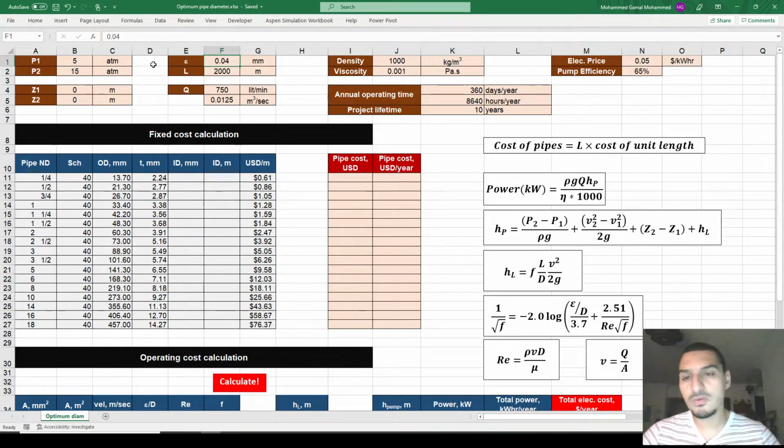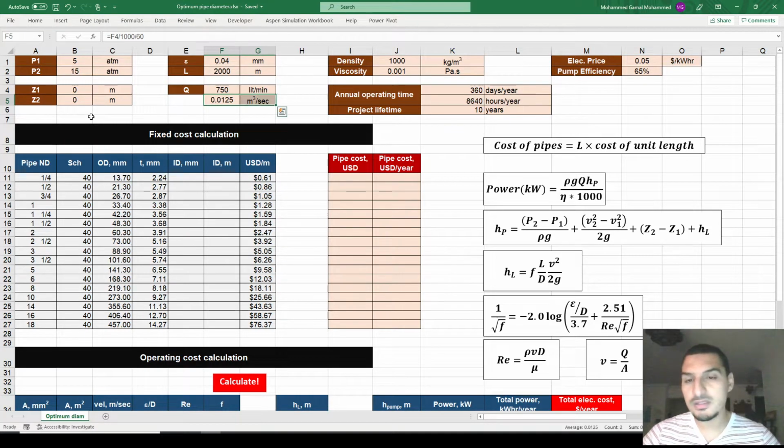All the values are assumed values. You can change the values if you want, but they're just for the sake of demonstration. The epsilon is the roughness of the surface of the pipe, which is 0.04 millimeters. The length of the pipe is 2000 meters. The flow rate is 750 liters per minute, and I have divided it by 1000 and by 60 to get meter cube per second.